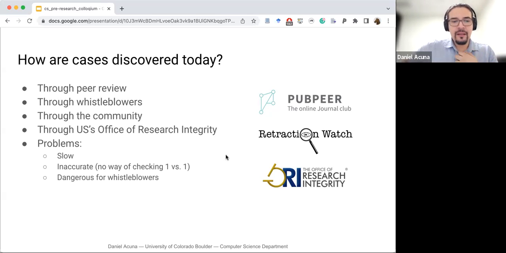Now, the way this is discovered today is through basic peer review. We have humans going through the papers manually, or whistleblowers, the community, or there are agencies in the US that do this, but it's all manual. It's very slow. It's also inaccurate. And sometimes if you are a whistleblower, it can be dangerous for you. You're risking your job. So there are many downsides. So how can we do this automatically?